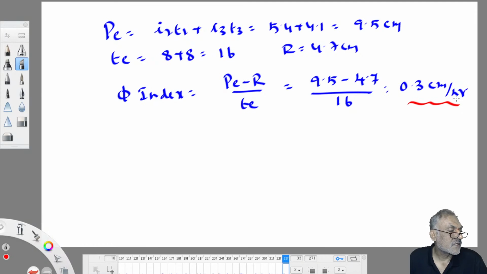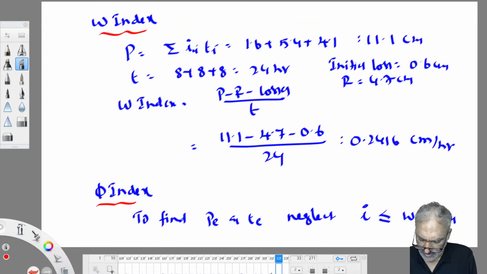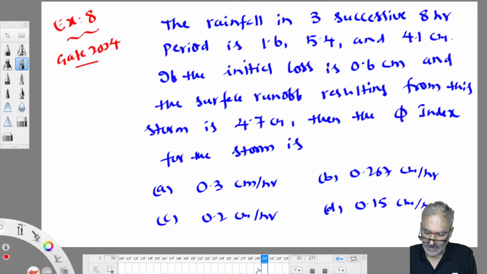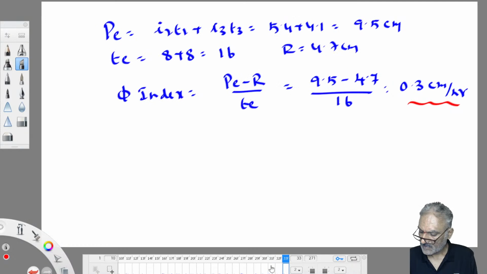So this is how we can work out. 0.3 option is given or not in the question? So this is the right answer. Hope now it is clear to you. So this is how we can work out questions related to non-uniform storms. Finding double index, pi index related to non-uniform storms. Let us try one more question. GATE 2007.